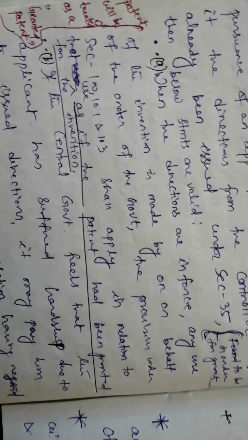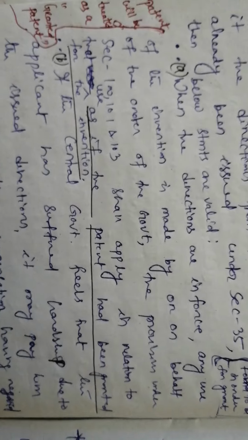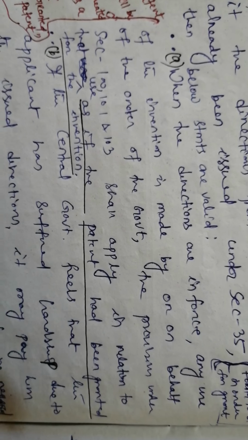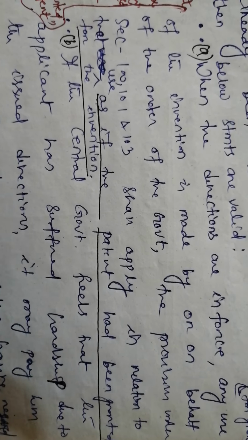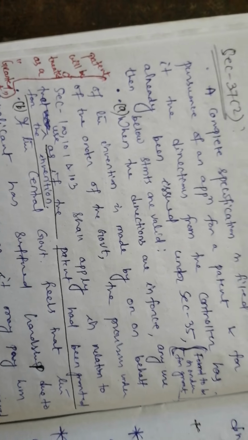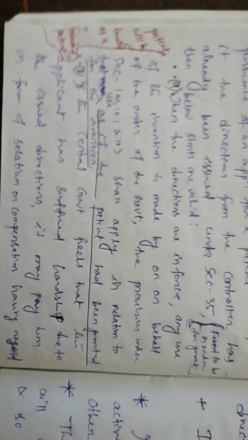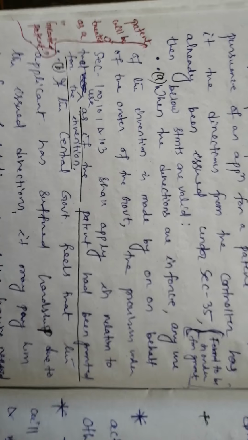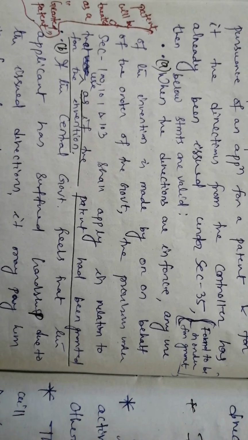What are valid? When the directions are in force, any use of the invention made by or on behalf of the order of the government, the provisions under section 100, 101 and 103 shall apply in relation to that use, as if the patent had been granted for the invention. That means for satisfying the conditions of section 100, 101 and 103, the patent will be treated as already granted, or we can say the patent will be treated as a granted patent.